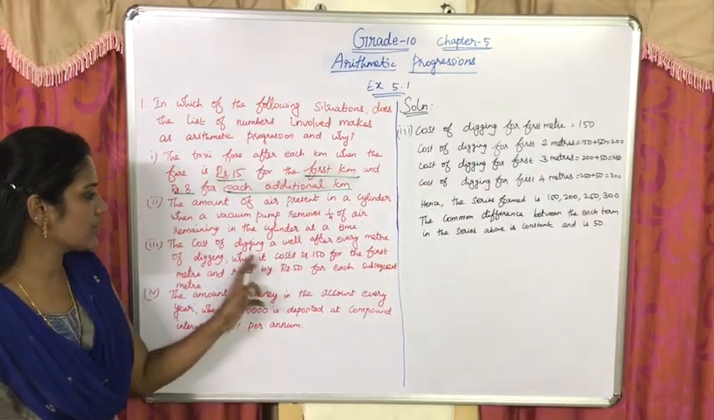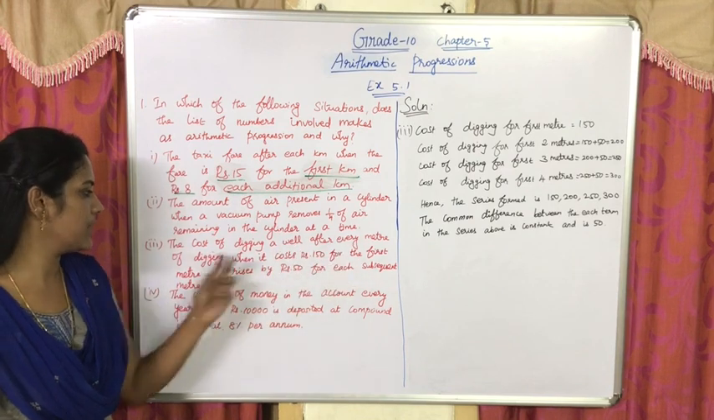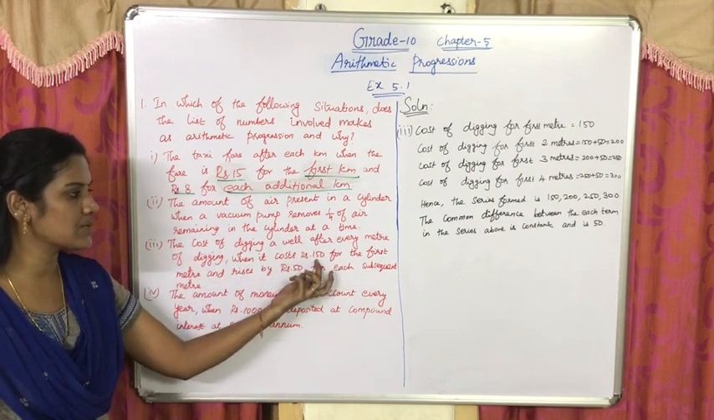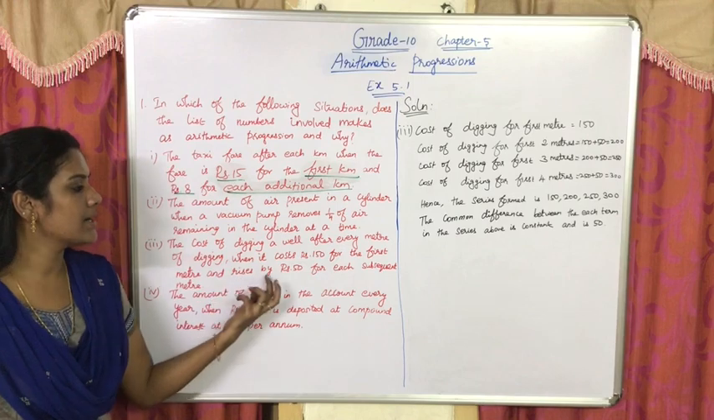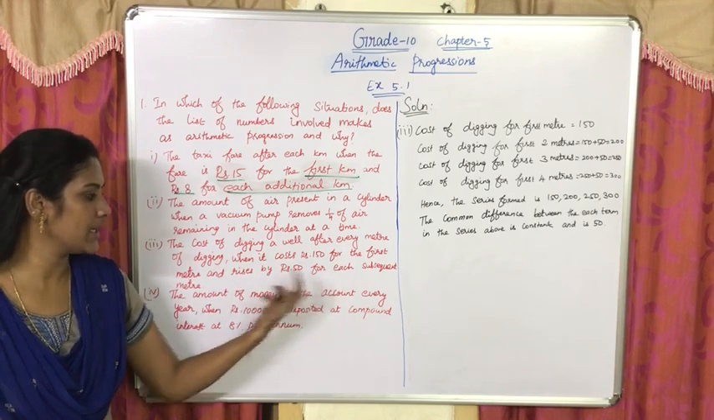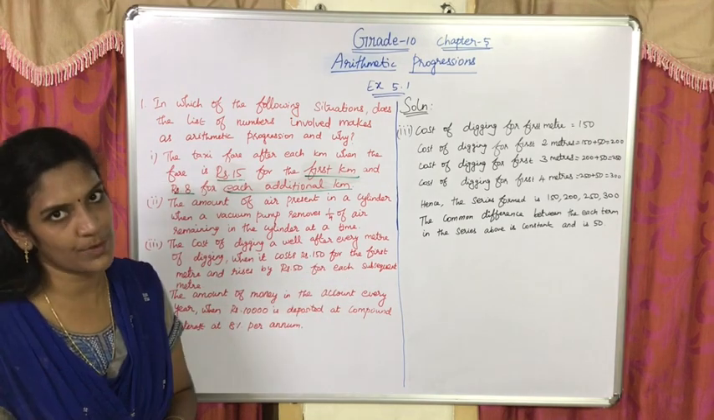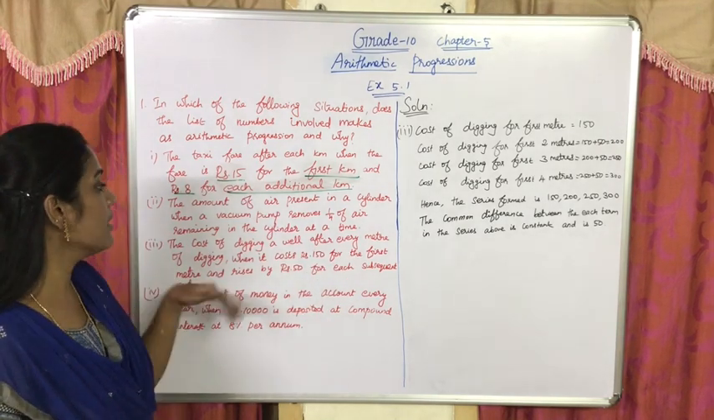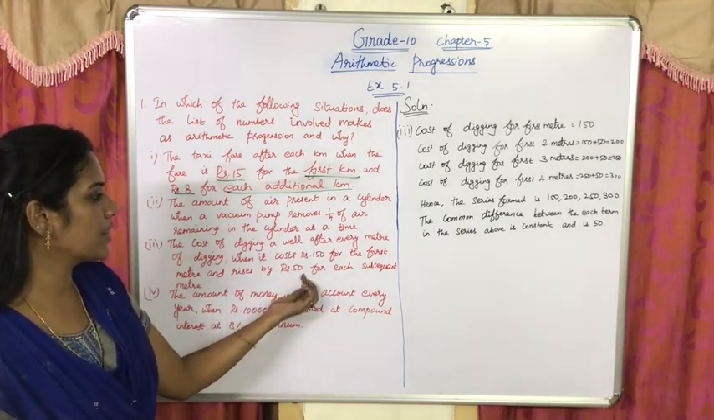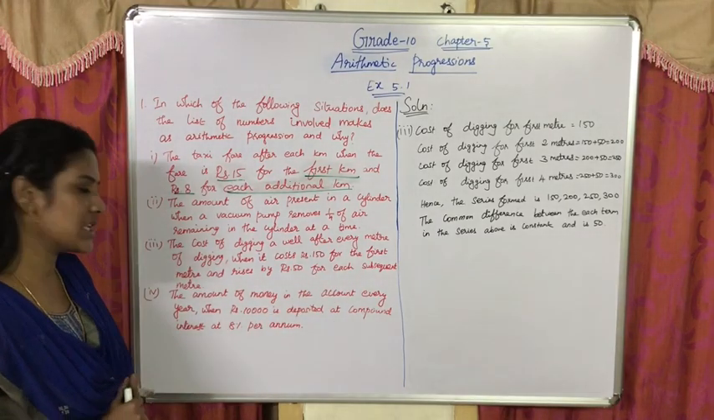Question: the cost of digging a well, after every meter of digging, when it costs rupees 150 for the first meter and rises by rupees 50 for each subsequent meter. So for the first meter, how much do I need to pay? 150 rupees I need to pay for digging, and 50 rupees more for each subsequent meter.